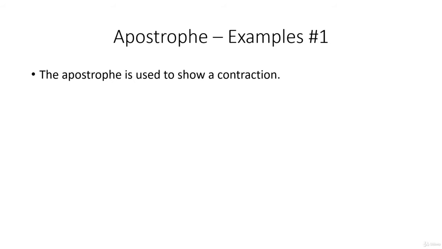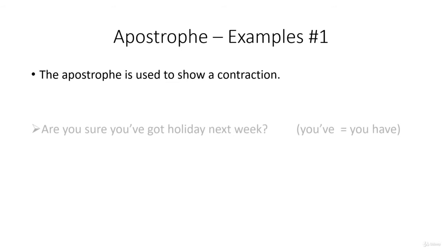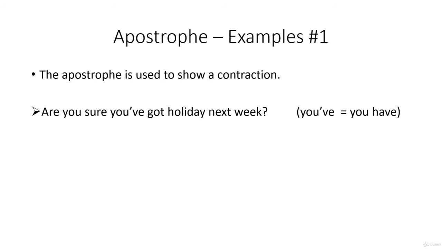The apostrophe is used to show a contraction, as in, are you sure you've got holiday next week? Where you've is the contraction of you have. Now, there are several things to note here. Firstly, there's no space around it, as in you've. It's just like one word, even though you have is two words with a space. And secondly, it's not one apostrophe per letter that's been removed. It's just one apostrophe to show the place where a letter or some letters have been removed.